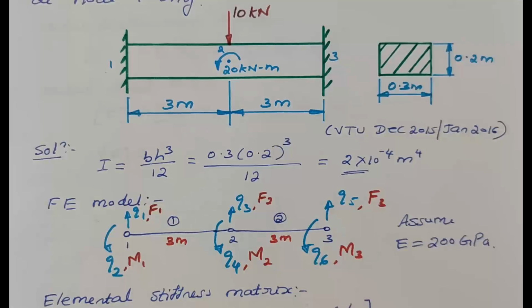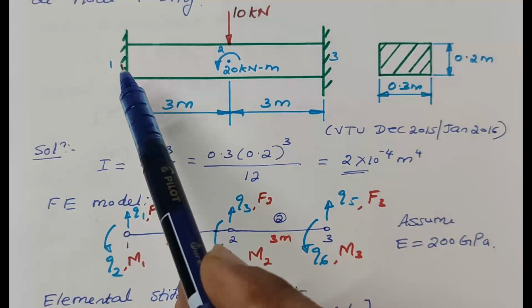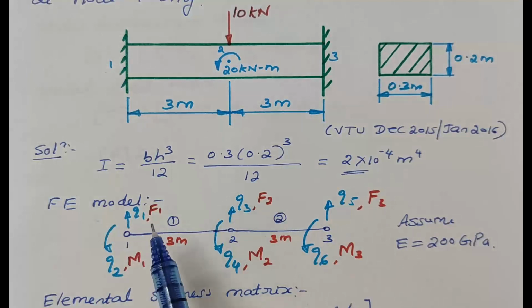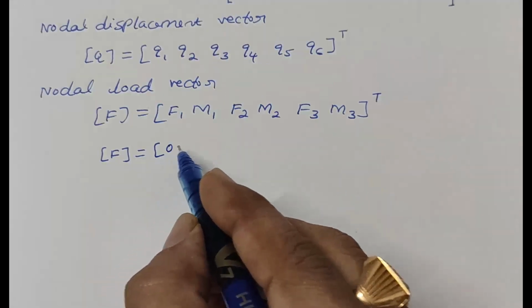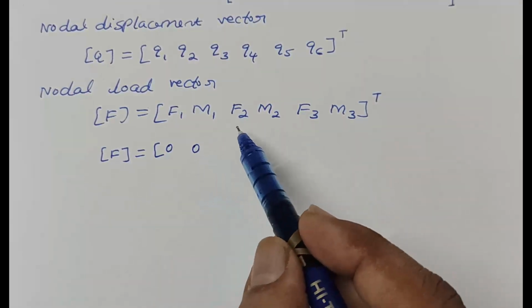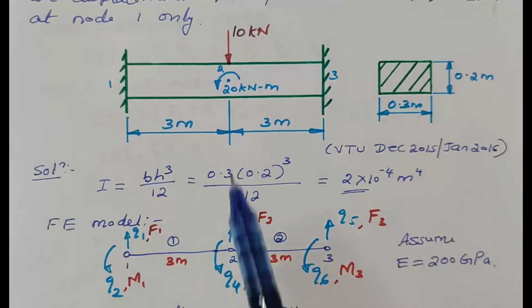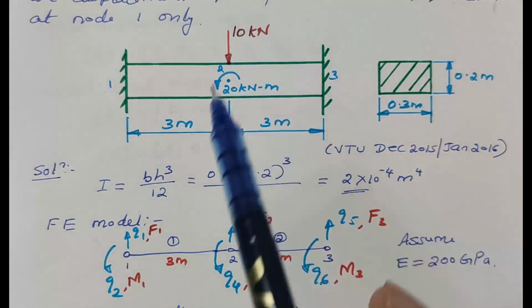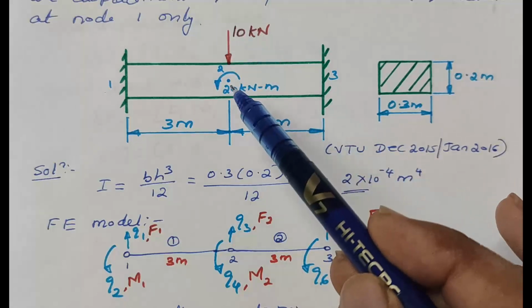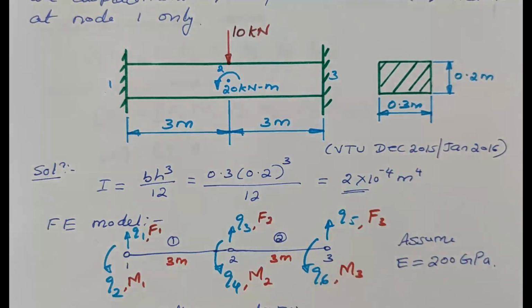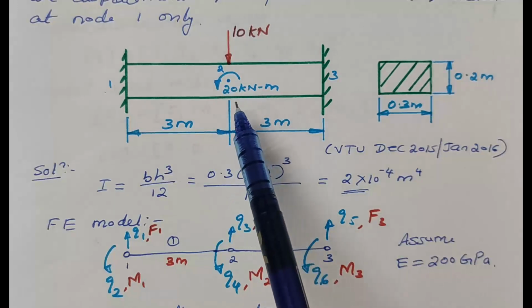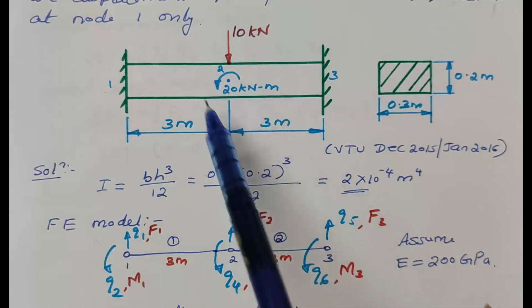Or F is, see the figure, node number 1 is fixed, means here we don't have any force and any moment. Therefore, F1 and M1 becomes 0. So here F1 is 0, M1 is 0. Next we need F2, M2. See the figure, at node number 2 we have F2 is equal to 10 kilonewton. Since it is acting downward, we will take minus 10 kilonewton. And the moment, we have a moment at node number 2 that is 20 kilonewton meter anti-clockwise.